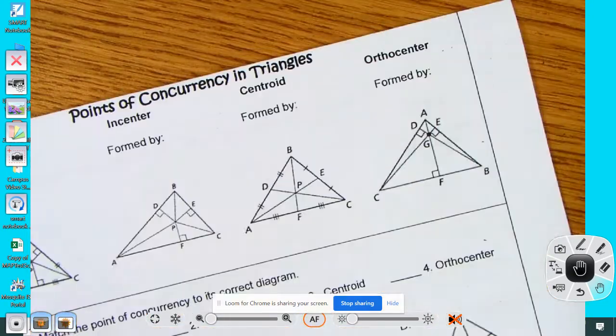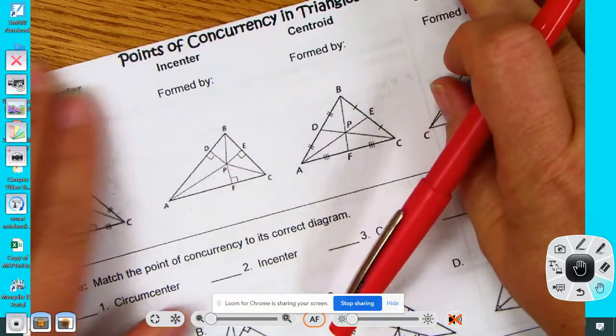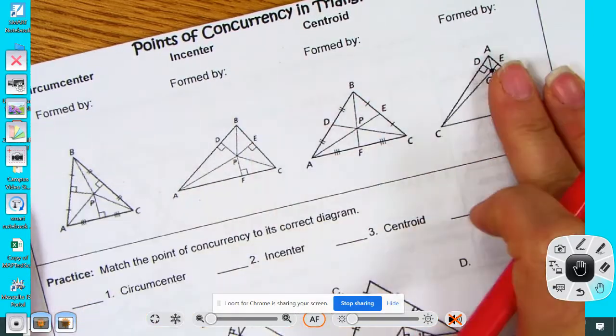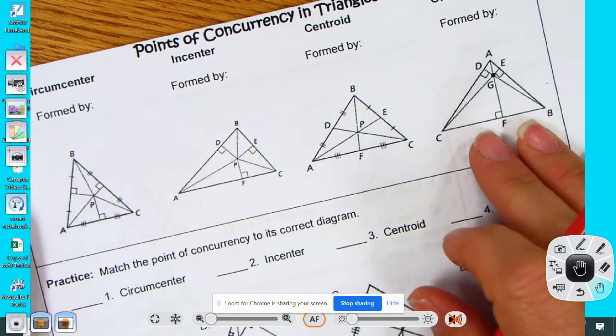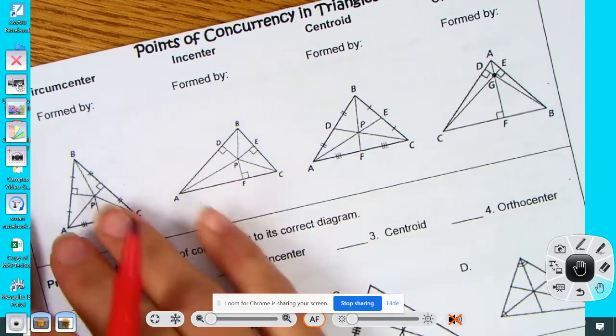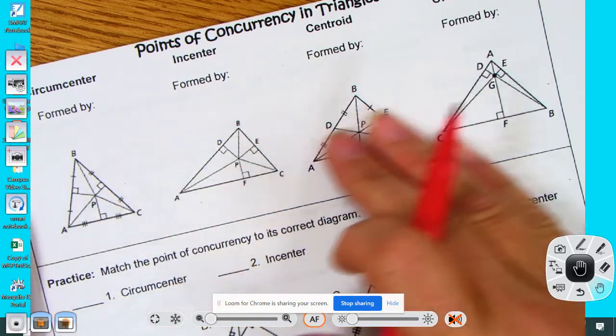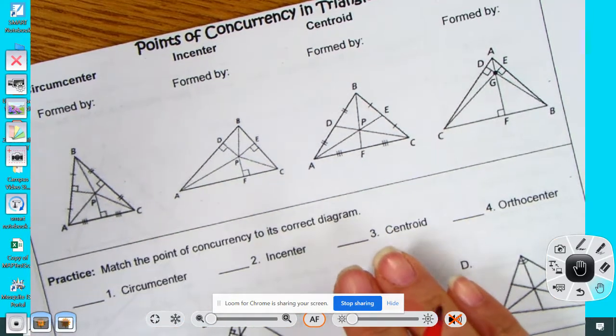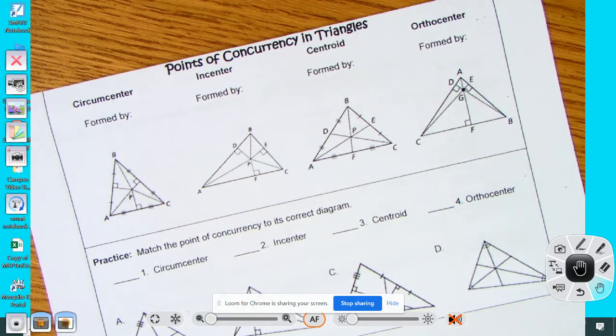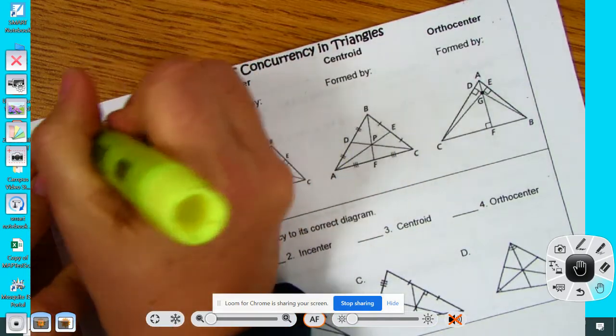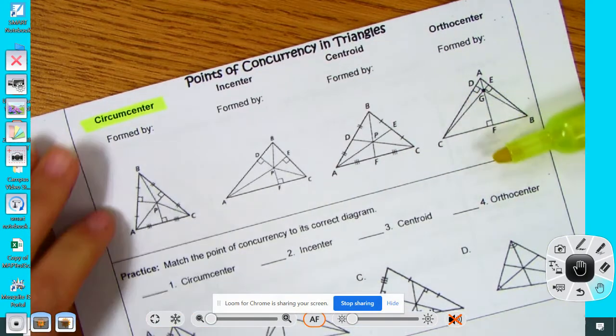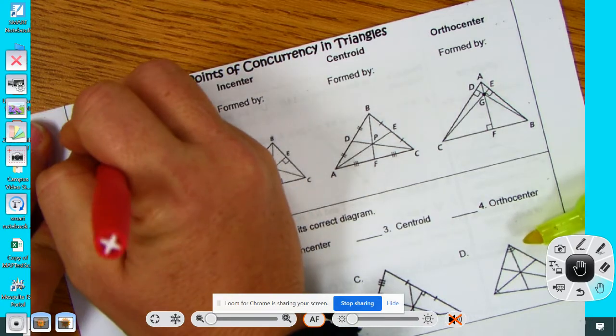Just like last class, when I gave you 4 pictures and introduced all 4 things but we focused on 2, I'm doing the same thing today. I'm going to introduce all 4 options, and we're going to focus on 2. First of all, we have what's called a circumcenter. A circumcenter is formed by the intersection of your perpendicular bisectors.